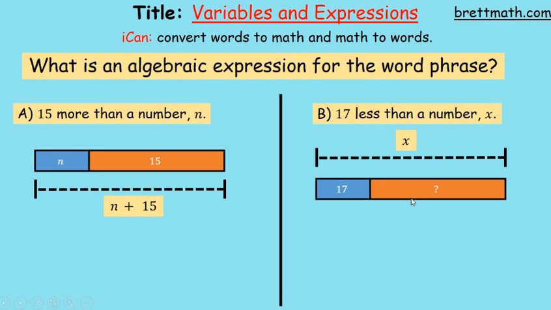So I can write this down nice and easy. What did I start off with? That's right, I started off with x. And then, what am I taking away from my x? Yeah, my 17. So I'm taking away 17. And that's my algebraic expression, x minus 17.